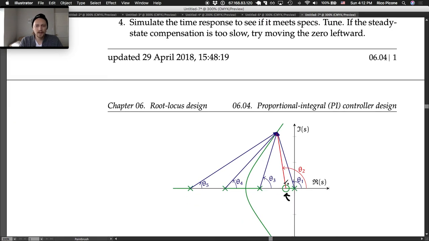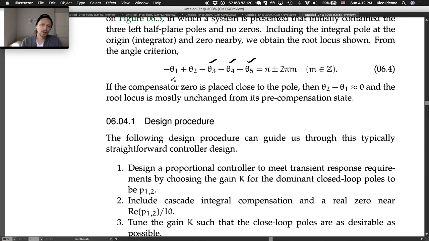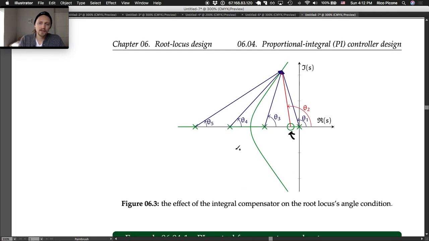Now, when we added in our theta 1, our integrator angle, that threw the whole thing off, right? So this criterion, when you included theta 1, completely changed where all of these locations would be. But if we also include a theta 2, it's a 0, so the angle contributes in an opposite way. Essentially, the theta 1 and theta 2, if they're approximately equal to each other, then they will cancel in effect. So the root locus will stay approximately where it is.